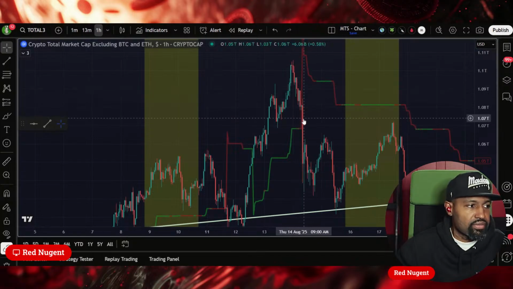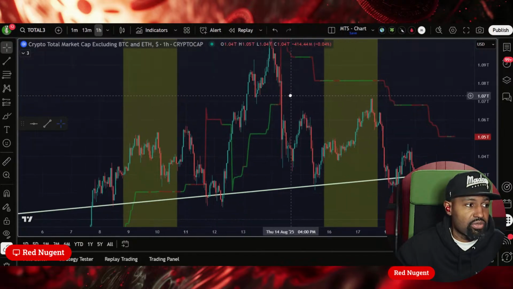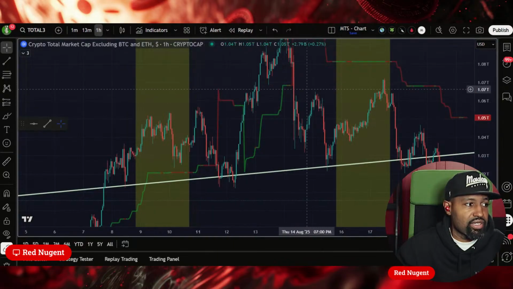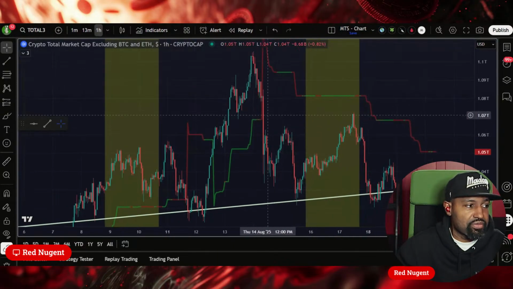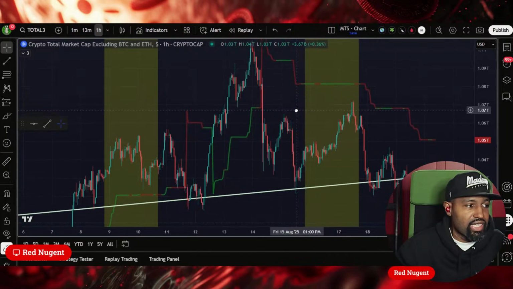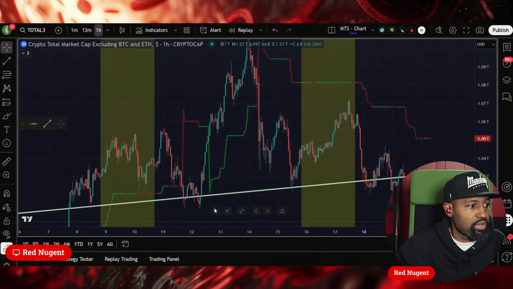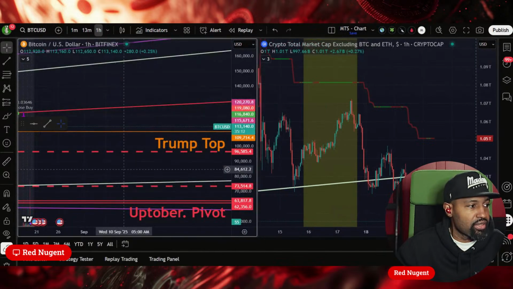But we broke here and went bearish all the way back here on the 14th of August. So you could have technically played this as a leading indicator to get out of the markets. The 14th of August would have placed us, let's see where that is.